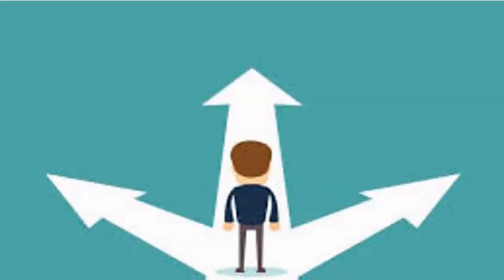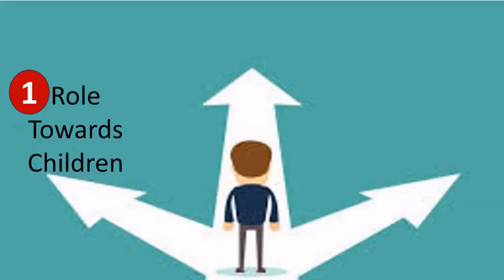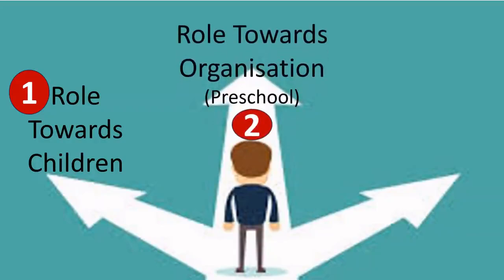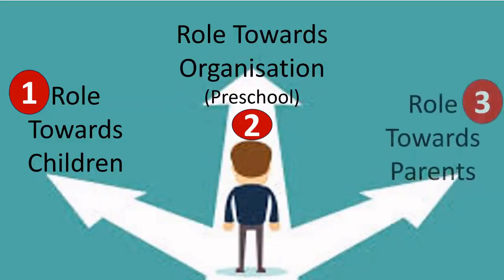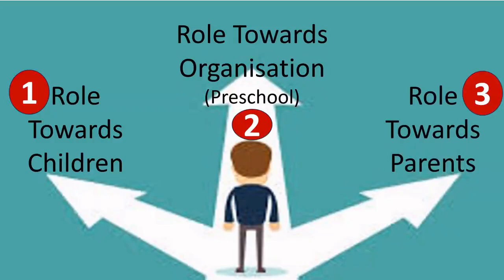Now, if you look to the administrators in a preschool, they generally have three roles to play. Number one is the role towards the children, because children are the center part of preschools. Second role is the role towards the organization, because a preschool as an organization has lots of things to perform. So administrators have got the pivotal roles to play in running that organization. And third role is towards the parents. Parents are another set of stakeholders who have put their children with complete trust of the preschools. Understanding that responsibility and fulfilling them is also the responsibility and role of the preschool administrator.